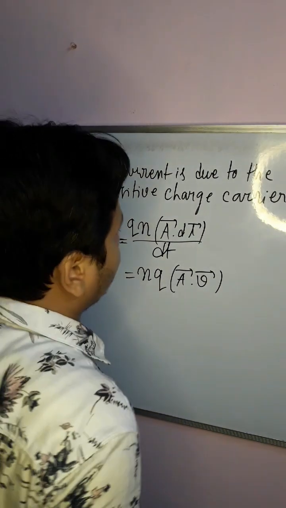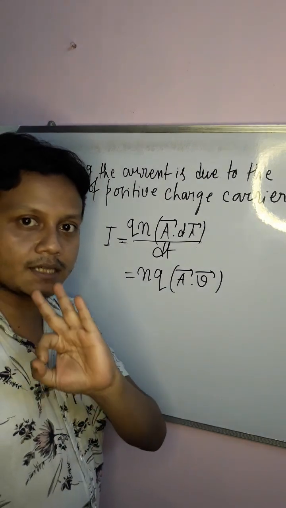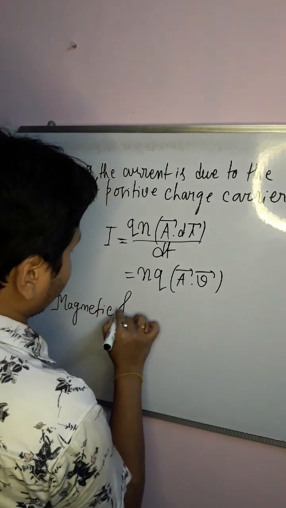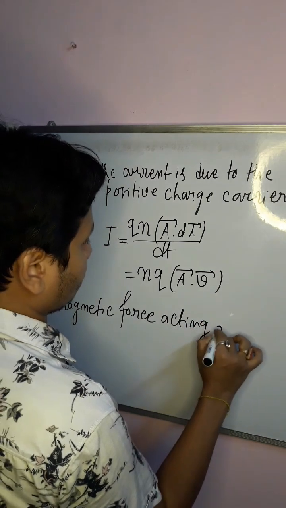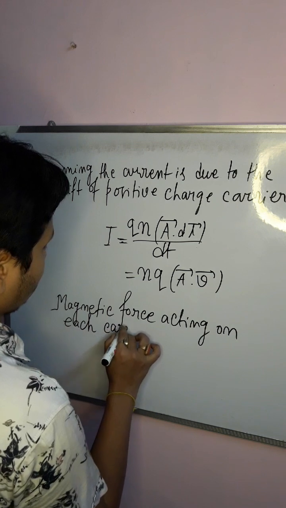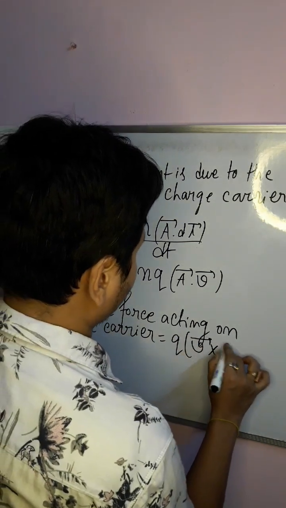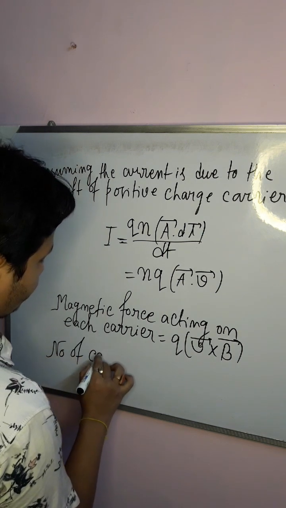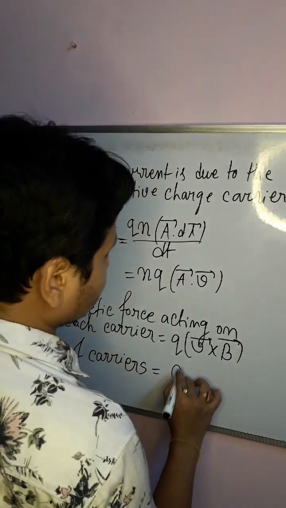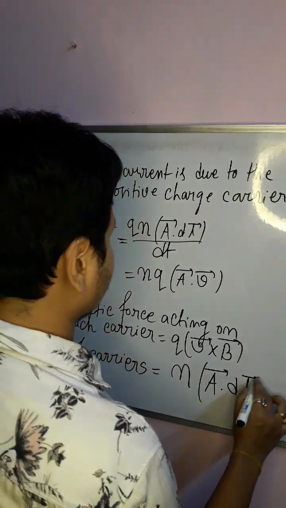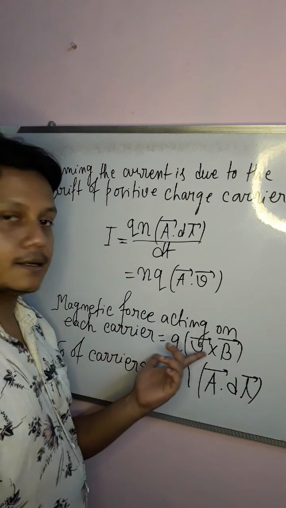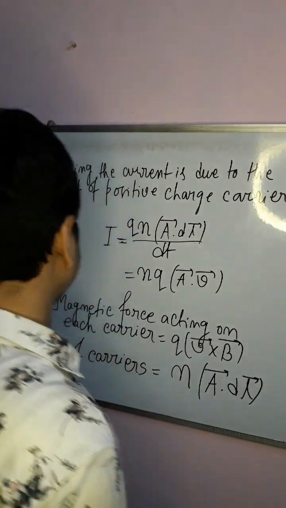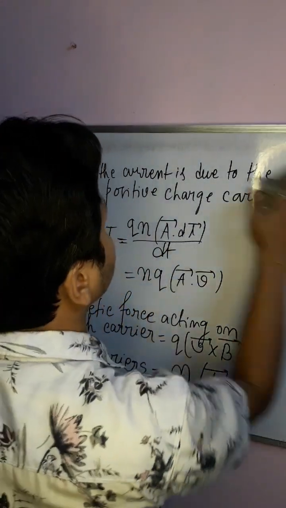Now you all know that the magnetic force acting on each charge carrier is q into v cross B. So the magnetic force acting on each carrier is q into v cross B. What would be the total number of carriers in the current element? The number of carriers per unit volume is n, and this is the total volume, so these are the total number of carriers. Force on each carrier is this and the total number of carriers is this. If we multiply these two, we will get the force acting on a small current element.